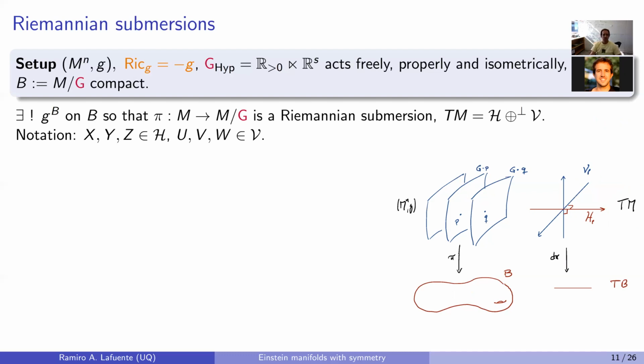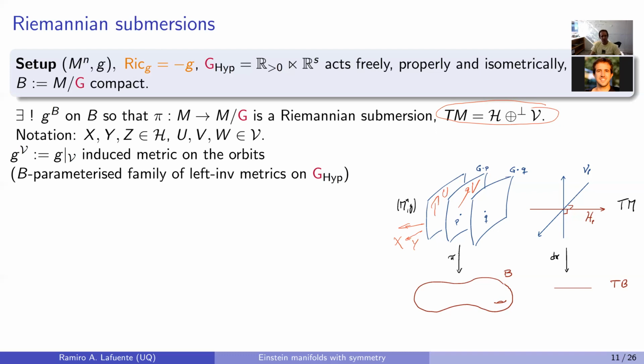So the notation that will be used is that vector fields on M which are horizontal, namely they are orthogonal to the orbits of G, will be denoted with letters X, Y, Z. And vertical vector fields, those which are tangent to the orbits, will be denoted by U, V, W, etc. This is Besse's notation for Riemannian submersions. And again, we have an orthogonal splitting, as I mentioned already, of the tangent bundle as this horizontal distribution and the vertical distribution.